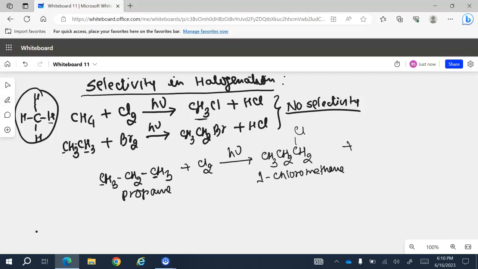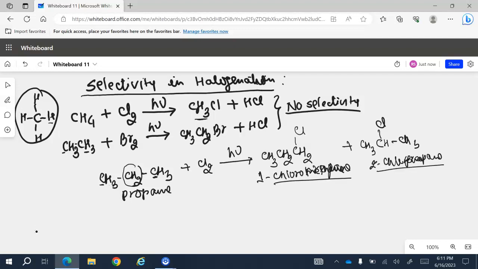The other possibility is if you replace one of these two hydrogens from this middle carbon, then the result will be CH3CHClCH3, where one of the hydrogens is replaced by chlorine. So this will be 2-chloropropane. Sorry, I'm sorry about that. This is 1-chloropropane, and this is 2-chloropropane. These are the two possible products.